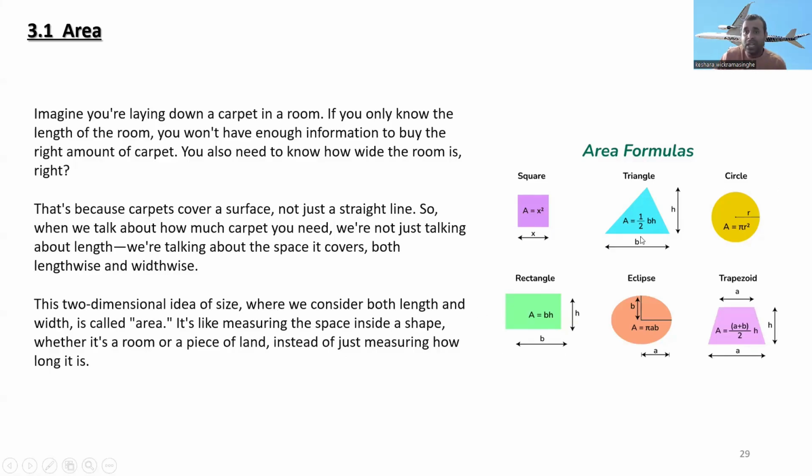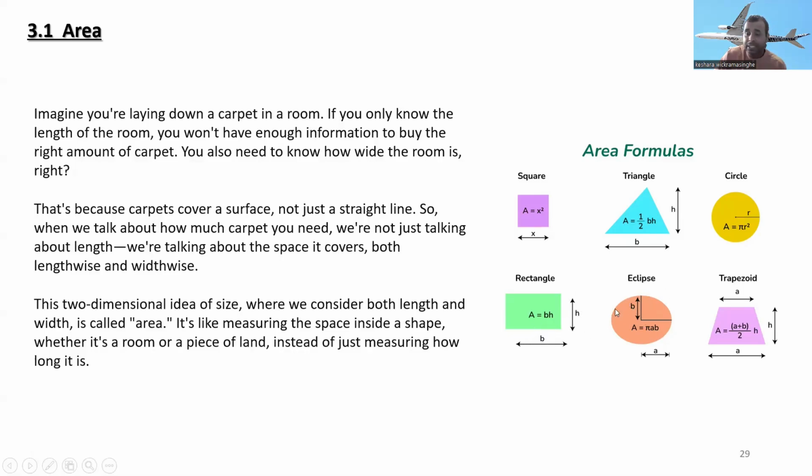You can see some formulas. For the square, x is the side length, so the area is x squared, x into x. For the triangle, the base is b and the height is h, so the area is half into base into height. The circle's area is pi r squared. Remember, 2 pi r is for the circumference; here the area is pi r squared. For the rectangle, with b and h, the area equals b into h.